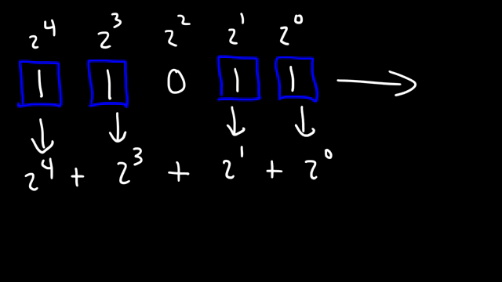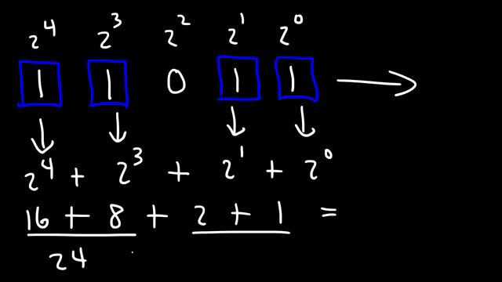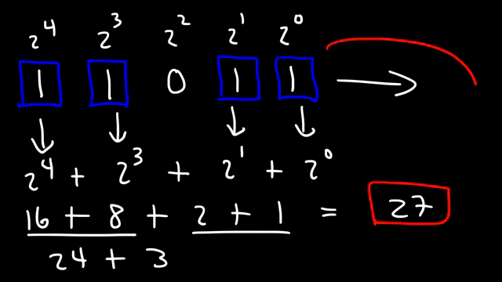So based on that table, or rather the information on the last page, we said that 2 to the fourth power is 16. 2 to the third is 8. 2 to the first is 2. And 2 to the 0 is 1. So now let's add. 16 plus 8 is 24. And then 2 plus 1 is 3. So the final answer is 27. And so that's how we can convert a binary number into a decimal number. Now, for the sake of practice, go ahead and try these two example problems. So convert these two numbers into decimal numbers.